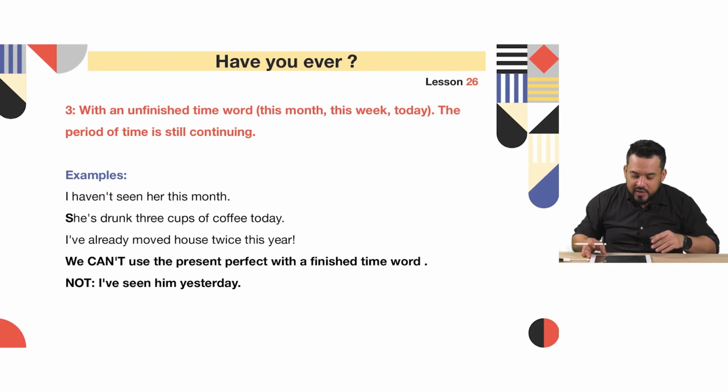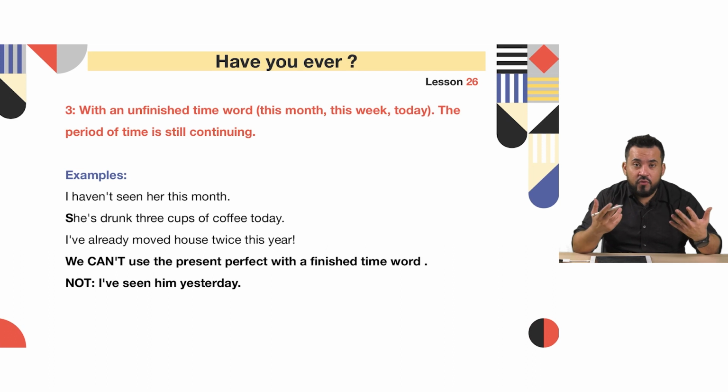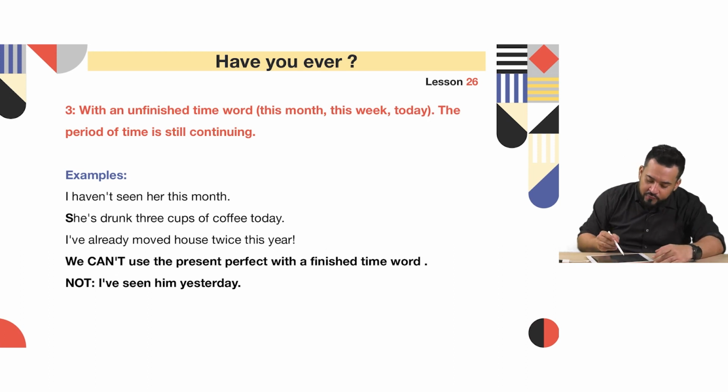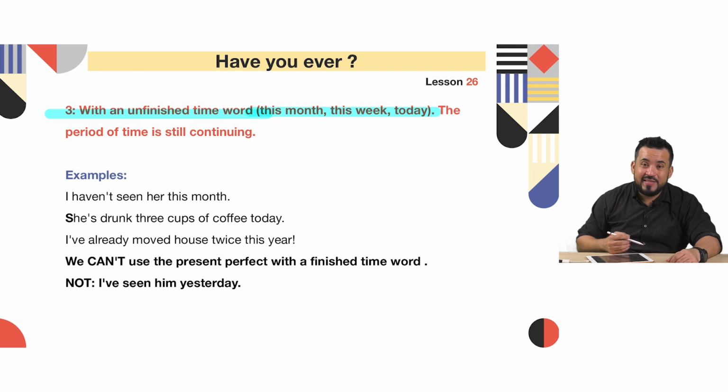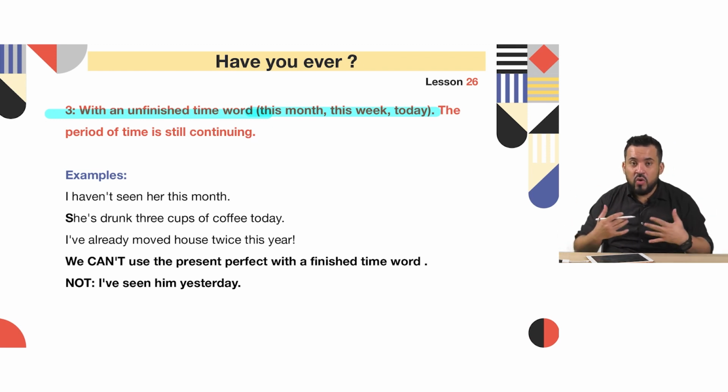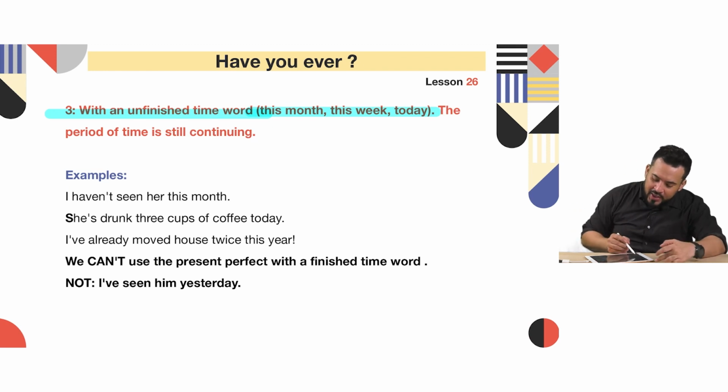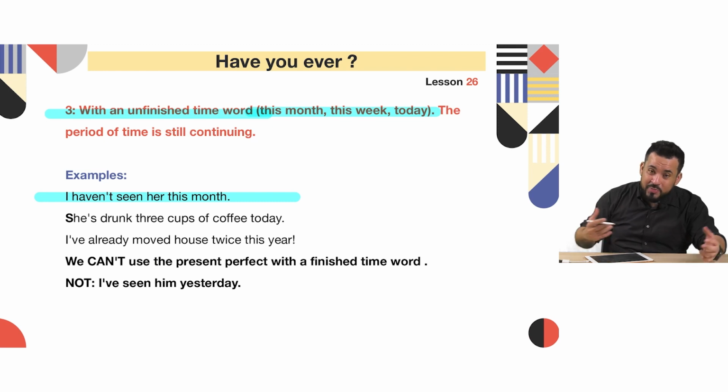So let's take a look at the third reason for using the present perfect. The third reason for using the present perfect is unfinished time word. Okay, this month, this week, today. It's an unfinished time word. This week is not over, so you can do something again. Or this month, it's not over, or this year. We always use the present perfect with unfinished time words. So I haven't seen her this month, but the month is not over.